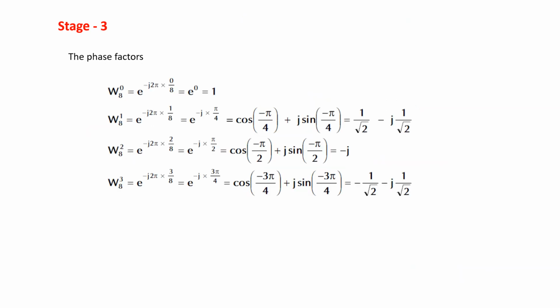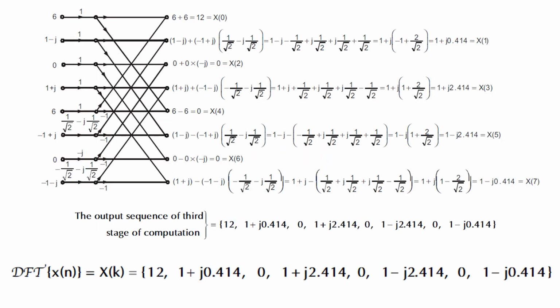So these are the phase factors or twiddle factors required for the stage 3 computation, which is W80, the value is 1, and W81, the value is 1 by root 2 minus j 1 by root 2, and W82, the value is minus j, and W83, the value is minus 1 by root 2 minus j 1 by root 2. This is the stage 3. Here we'll be having one single 8-point butterfly.